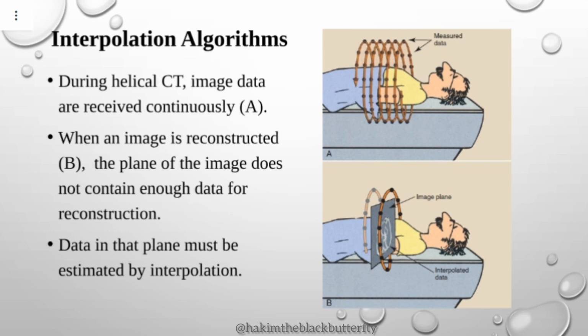When an image is reconstructed, for example, in B, you can see an image has been reconstructed. The plane of the image does not contain enough data for reconstruction. So data in that plane must be estimated by interpolation.